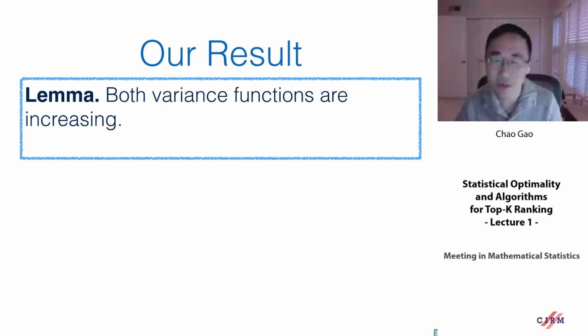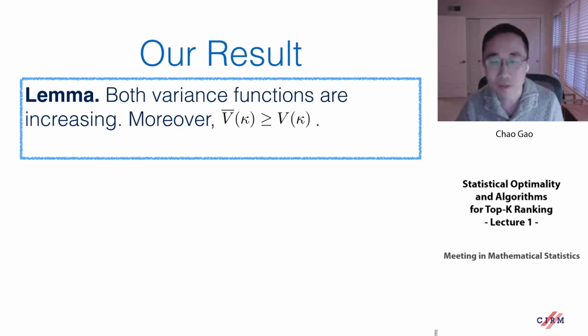And let's actually do that. So this lemma tells you the properties of these 2 variance functions. First of all, both variance functions are increasing functions in terms of the dynamic range. So if kappa increases, the group of people becomes more diverse, then you have a higher variance. The problem of top K ranking becomes harder.